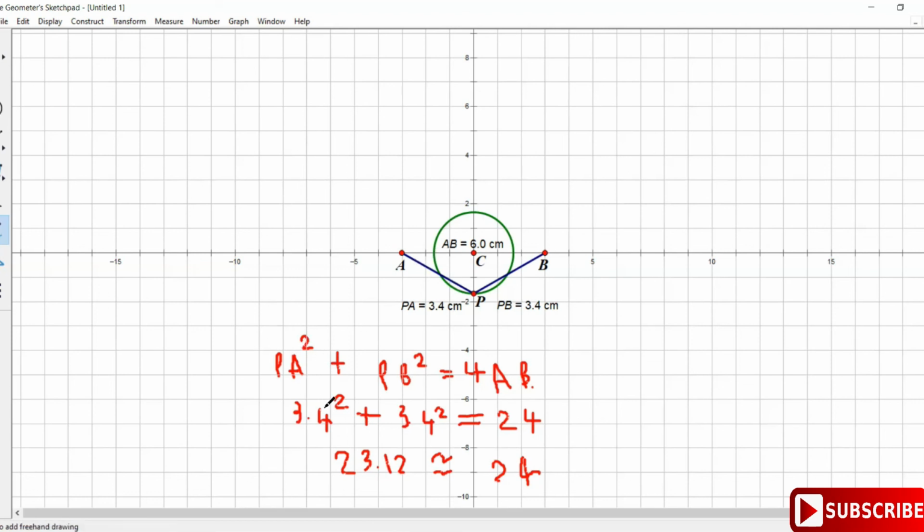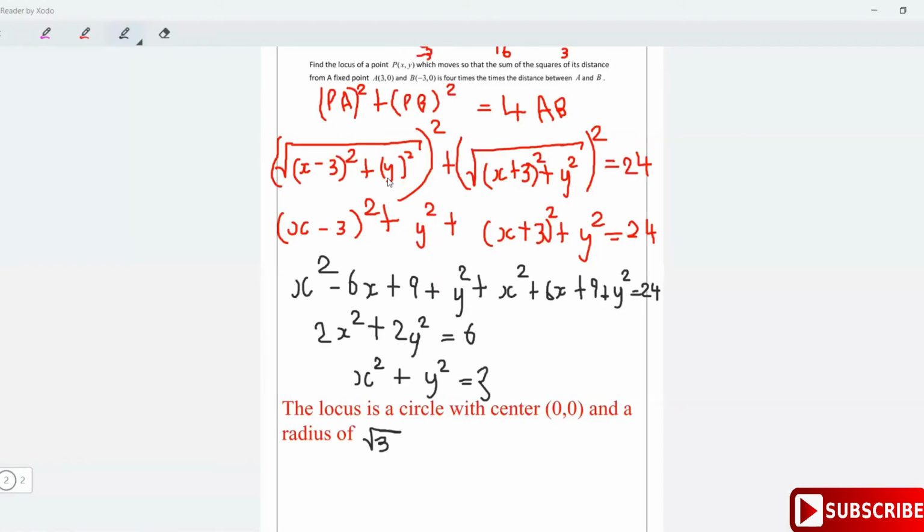But it is just showing you that the locus is satisfied. This is what is happening. So anywhere P is moving on this circle, it doesn't matter. P can be up here, P can be here. All you just need to know is that the square of the distance of PA plus PB is going to be 4 times the distance of AB. That's all we need to know. So the locus is just a set of points satisfying a given criteria. That's all a locus is.